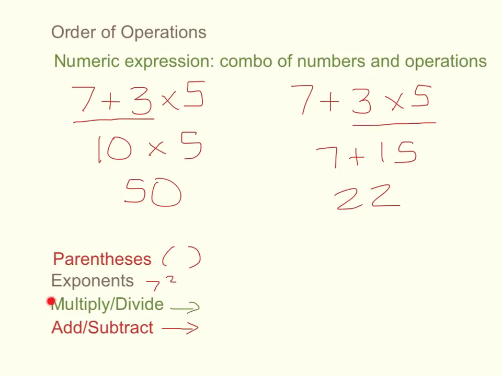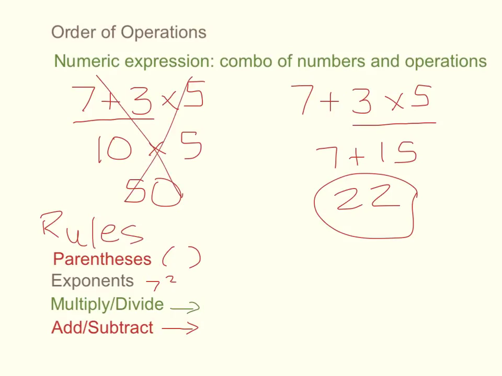Well, there's no parentheses and there's no exponents, but we do see a multiply in this problem. So we're supposed to multiply before we add and subtract. So this one multiplied first and gave us a 15, and then it added, the last order of operation, it added last and got 22. So our correct answer to this problem is 22 according to our rules. This would be the wrong answer.